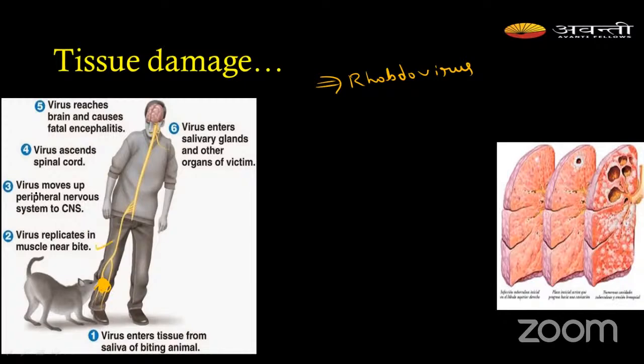So next what happens? This virus moves up to the peripheral nervous system. Through the peripheral neuron, through the neuron ending, it is going to be transferred. It is going to be transferred through the neurons to the brain. In the brain, it is going to cause cerebral cortex damage. Okay, students, it is going to cause cerebral damage.